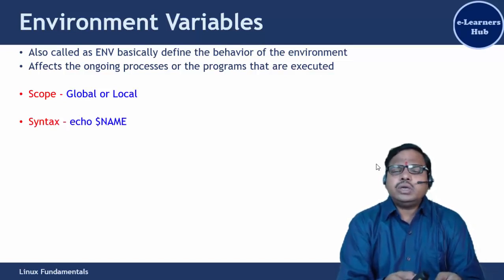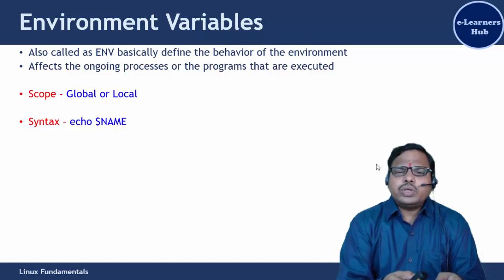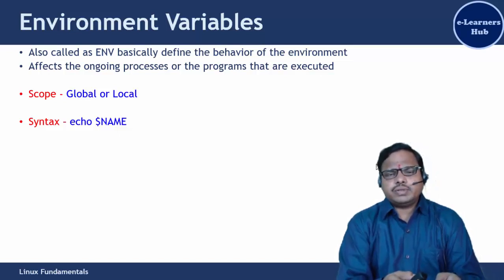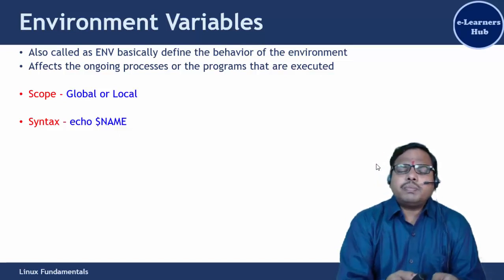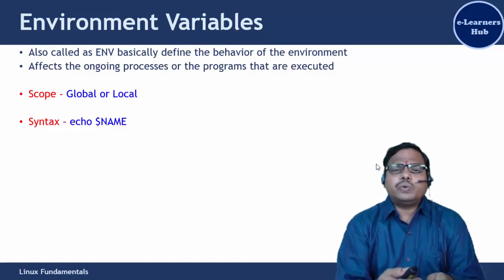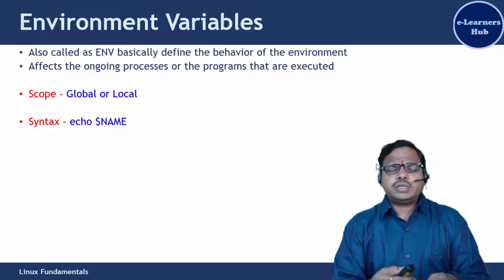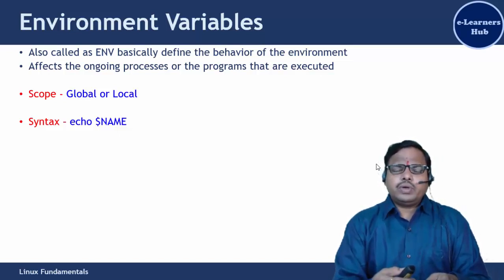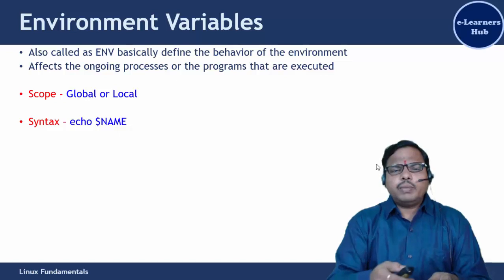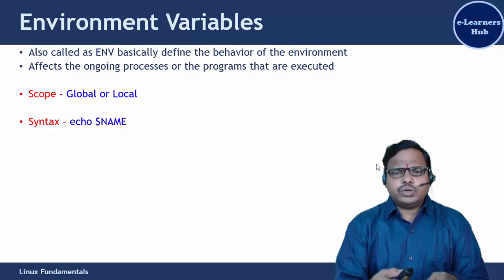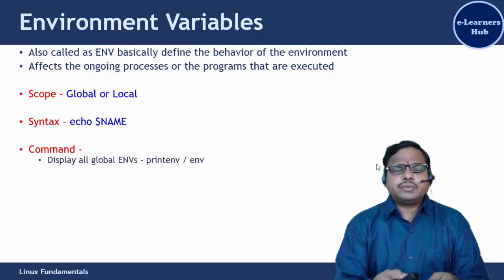This is the syntax to view the value of an environment variable: echo $NAME. In one of our previous videos we saw how to display the environment variables in Linux. We had seen the home directory. So echo $HOME will give you the home directory of the current user. This is the syntax.